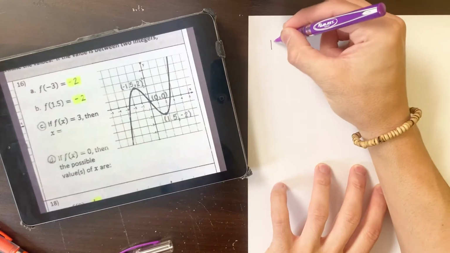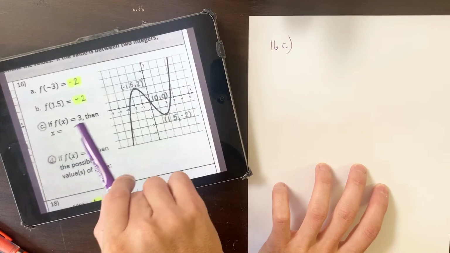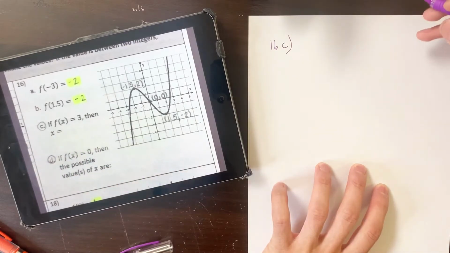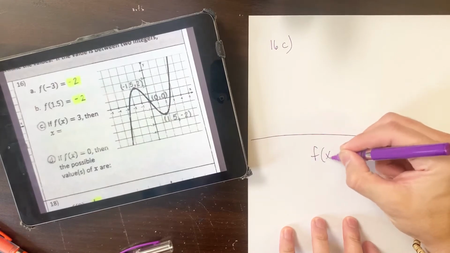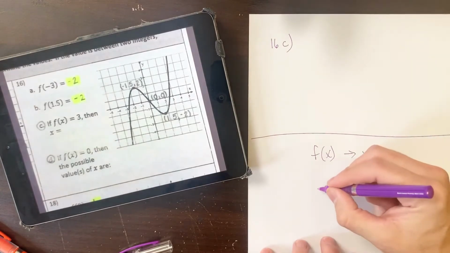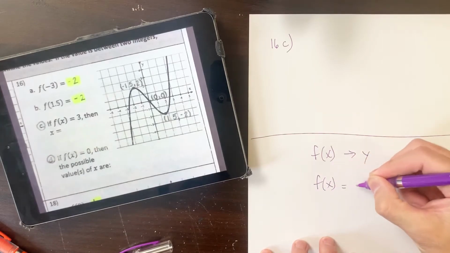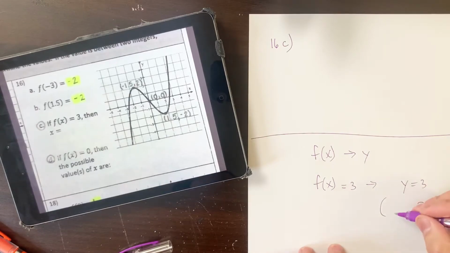So looking at 16 part C here, it says if f of x is 3, then x equals. So recall one thing here. Let's recall that f of x is really just a fancy way of saying y. So when they say f of x equals 3, they're really just saying, hey, y is 3. So it's kind of like this. 3 is the y coordinate. What is the x coordinate that goes with a y coordinate of 3?